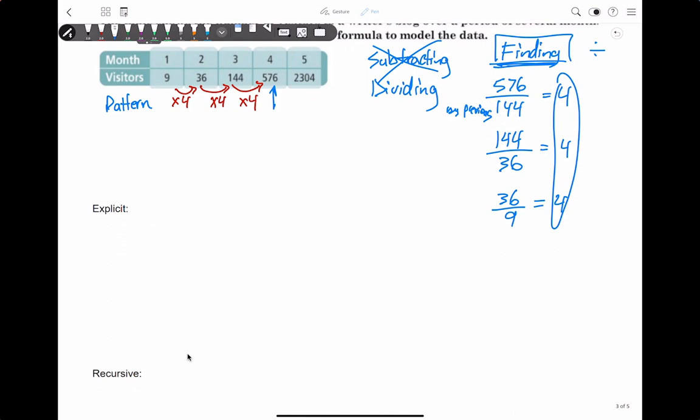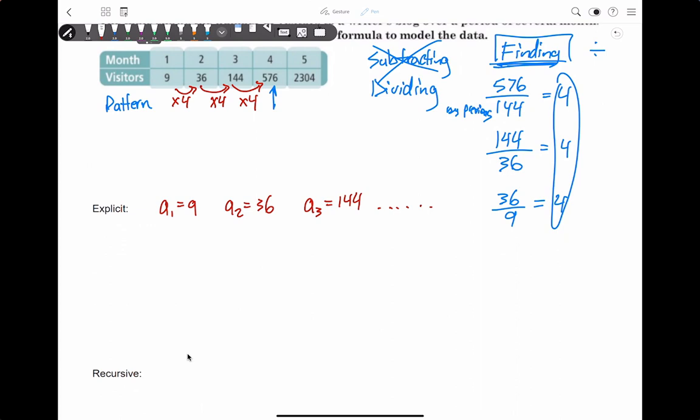Okay, so let's go ahead and go to the explicit. We know that our first term, a sub 1, its value is 9. The second term, its value is 36. The third term, its value is 144. And then it just keeps going on and on. Again, you only need 3.